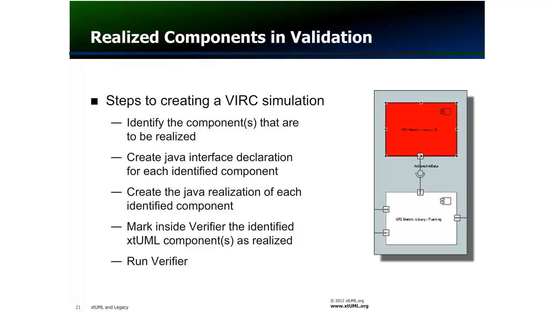First, we identify the components we are going to treat as realized. This is usually obvious, since we know at the start of the project what the reuse policy is going to be. Next, we create Java interface definitions for every interface exposed by each of the identified components. Then, using these interface declarations, a realized Java class can be created that implements the component's behavior. This class can be thought of as a glue layer between the xtUML and the realized artifact to be reused. For very large interfaces, the creation of this Java can be automated based on machine-readable interface definition languages. Once the Java layer is complete, we mark the component as realized inside the xtUML model and run Verifier.